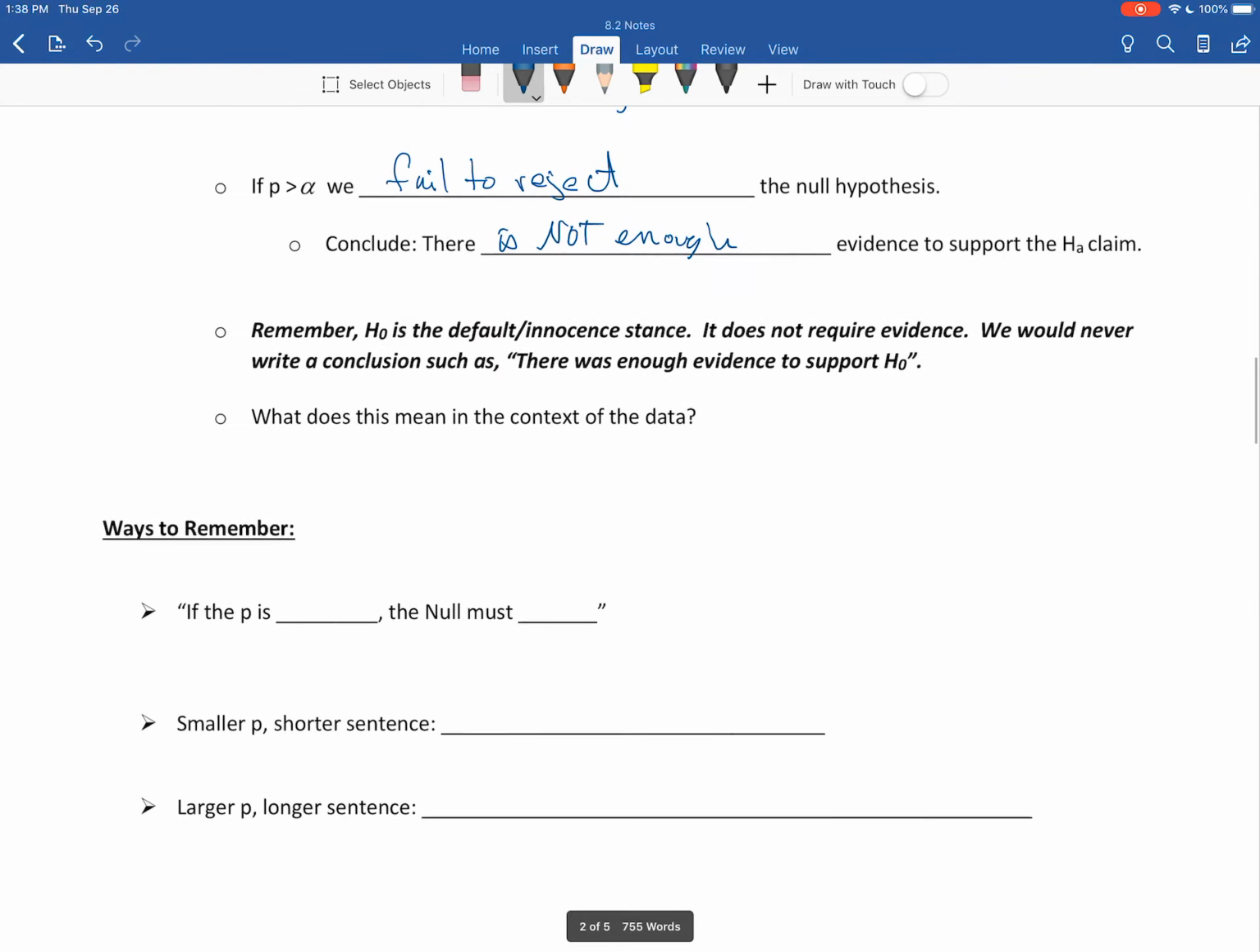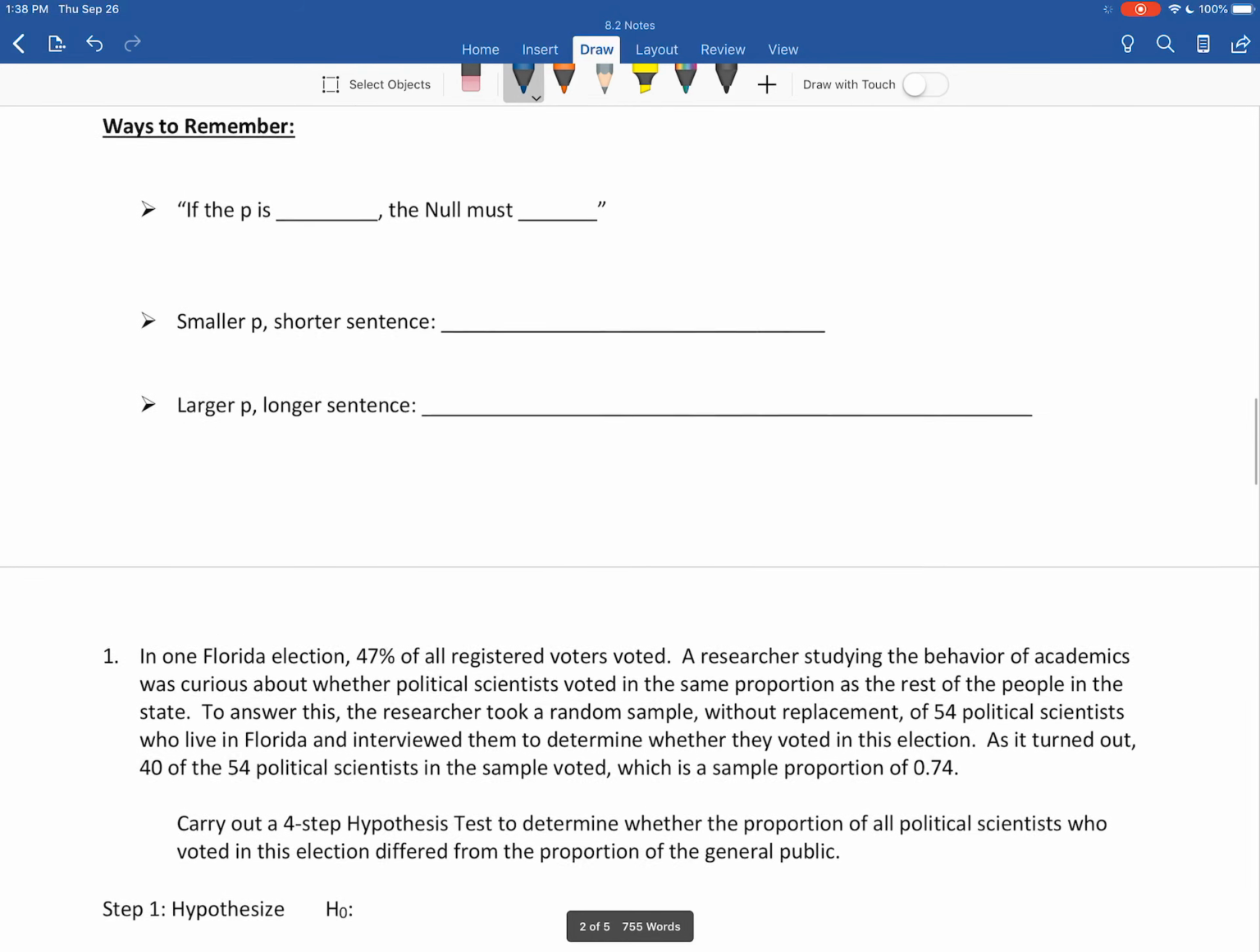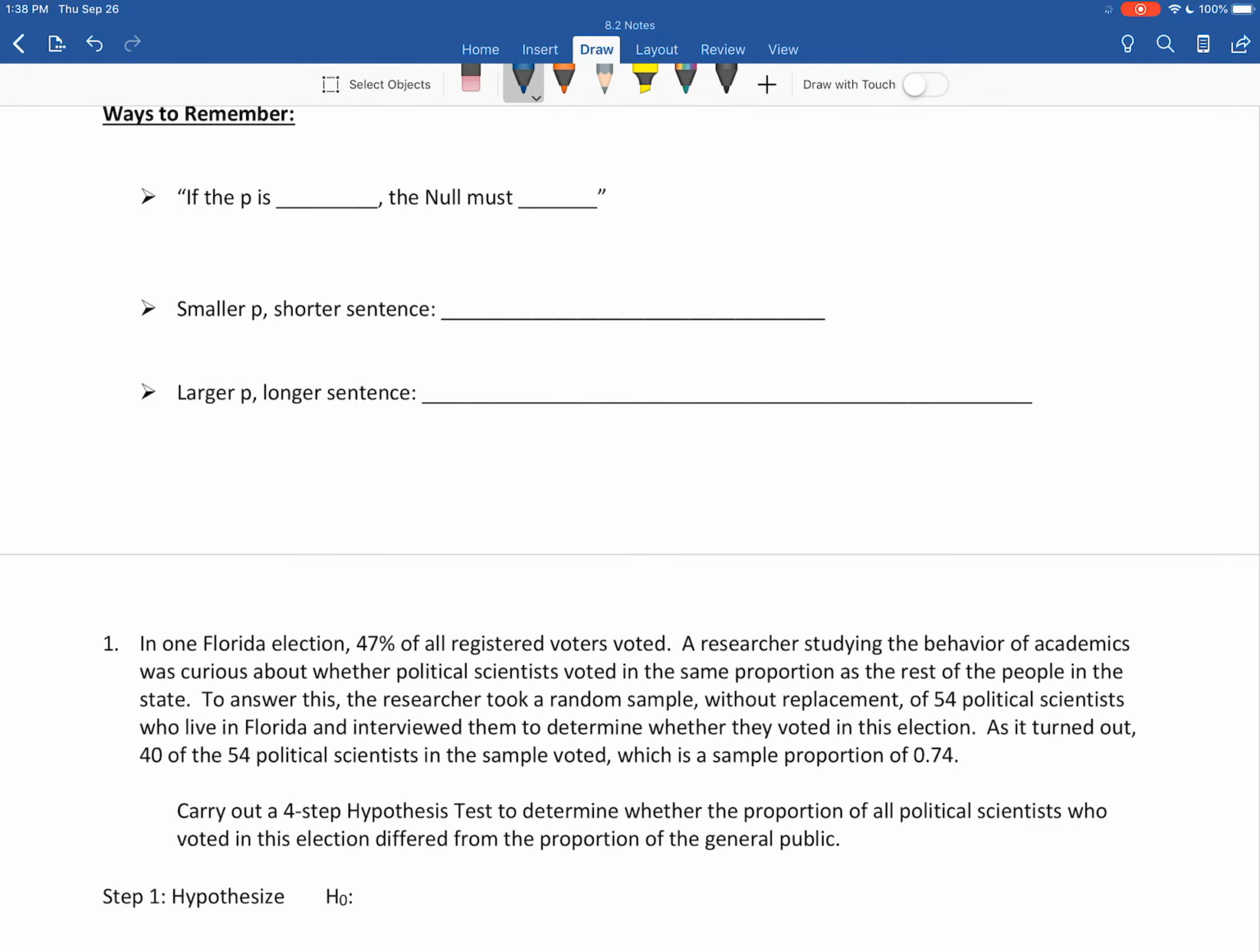Here are a few word tricks to help you remember some of these things. I've heard this one before that students really like: if the p is low, the null must go. So a small p means to reject the null. That might be a statement that's helpful for you to remember what to do. I'm also fond of remembering that the smaller p gives us a shorter sentence. So when p is less than alpha, I use my short sentence. I'm going to reject the null. Short, sweet, to the point.